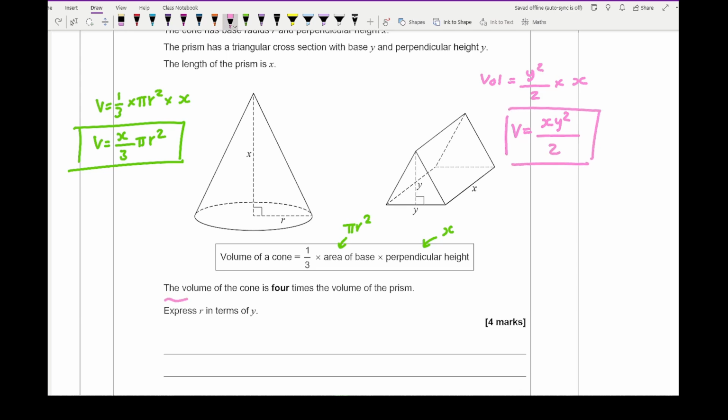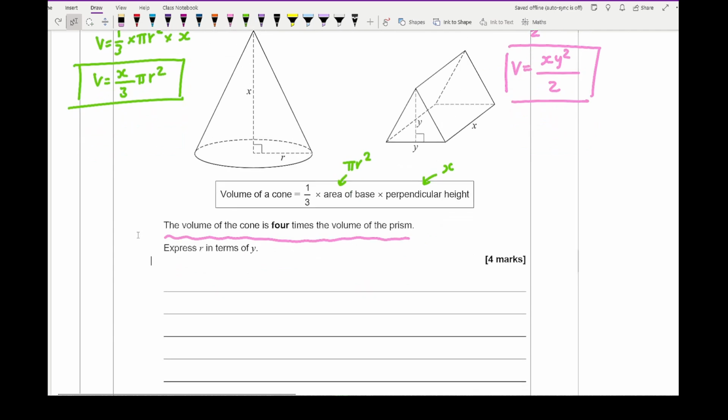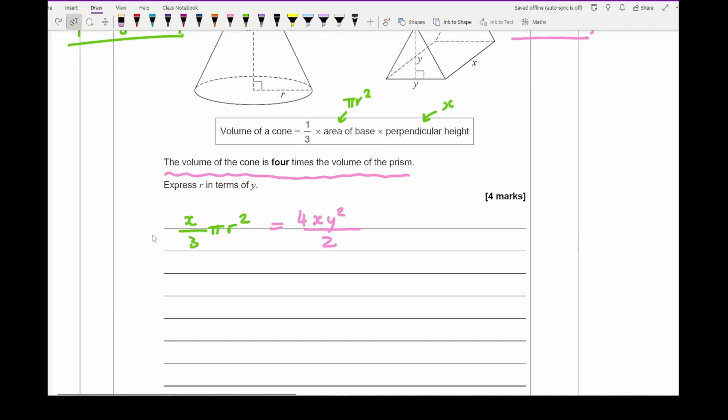Now in this little sentence here, it says the volume of the cone is 4 times the volume of the prism. So if you imagine these on scales, I'm going to need 4 prisms for it to balance with the volume of the cone. So I need 4 lots of the prism, so that's going to be 4xy squared over 2, and that is equal to the volume of the cone, which is x over 3 pi r squared. Now from this I can do a bit of simplifying. I can simplify the 4 and the 2, so that becomes a 2. So what I'm left with is x over 3 pi r squared equals 2xy squared.